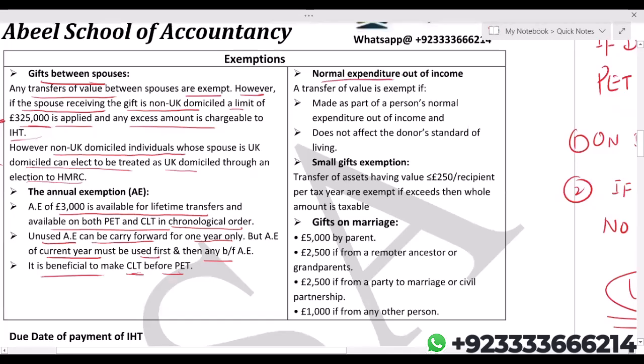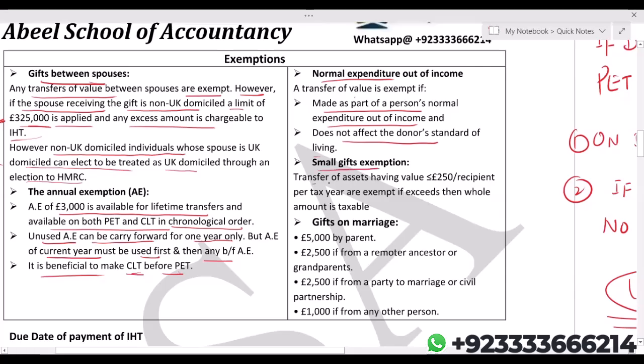Normal expenditure out of income. A transferred value is exempt if made as part of a person's normal expenditure out of income. For example, parents paying their children's school fee is exempt under IHT because it does not affect the donor's standard of living. So when normal expenditures are incurred by the donor which do not affect their living standard, such expenditures are exempt in IHT.